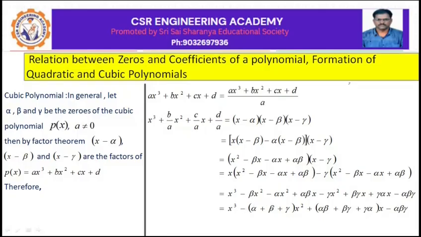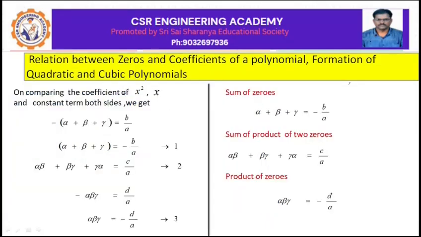minus (alpha plus beta plus gamma) into x square plus (alpha beta plus beta gamma plus gamma alpha) into x minus alpha beta gamma. And comparing the coefficients of x square, x, and constant term on both sides, we get minus (alpha plus beta plus gamma) is equal to b by a. Alpha plus beta plus gamma is equal to minus b by a, equation 1.